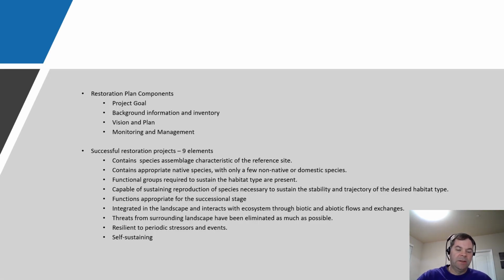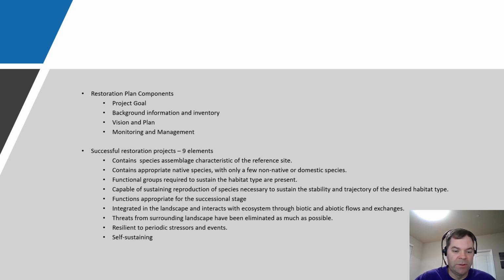Restoration plans include four components. The first component is the project goal. When you're setting up the project goal, you want to include all of the stakeholders in this process to ensure consensus on the project goal. You want to identify the type of habitat you want to restore on the site, and you want to identify a public use policy if there is going to be public use of the project site.